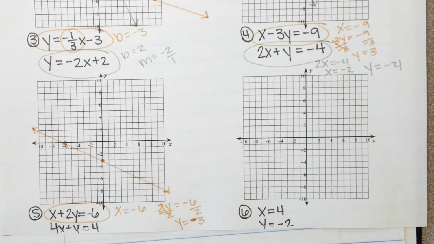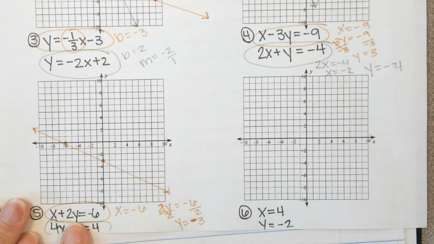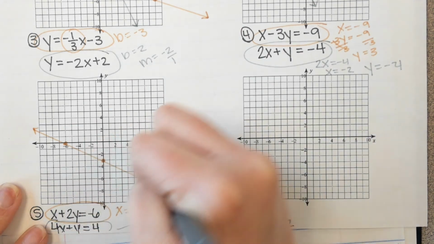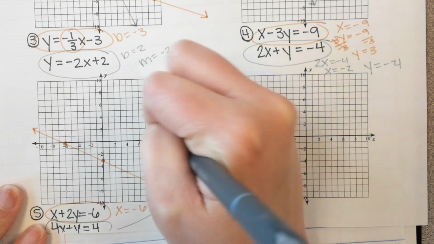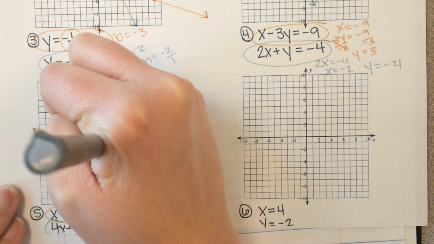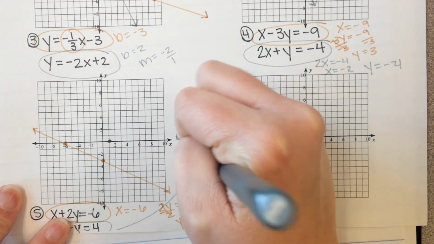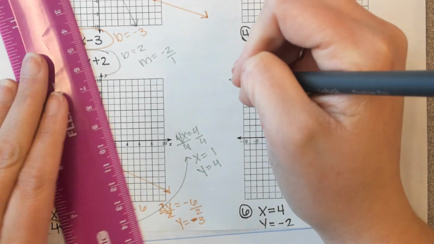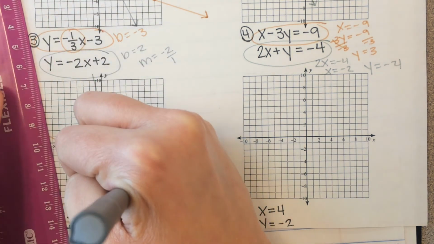Okay. Now I'm going to do the same thing with the second one. All right, I'll cover up y, and I have 4x equals 4. So x equals 1. And cover up x, so I get y equals 4. So I'll go to 4 on the y. And make my line.